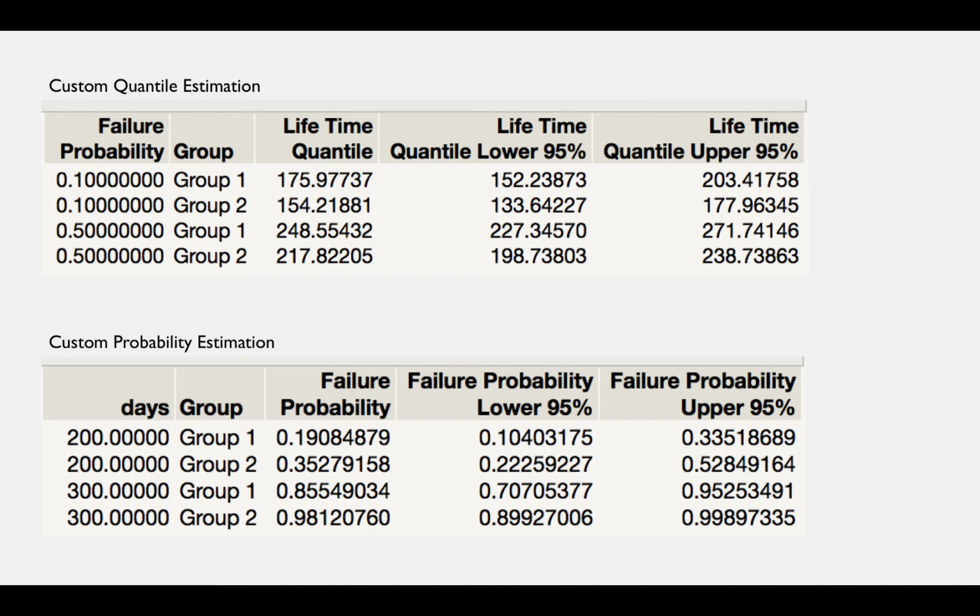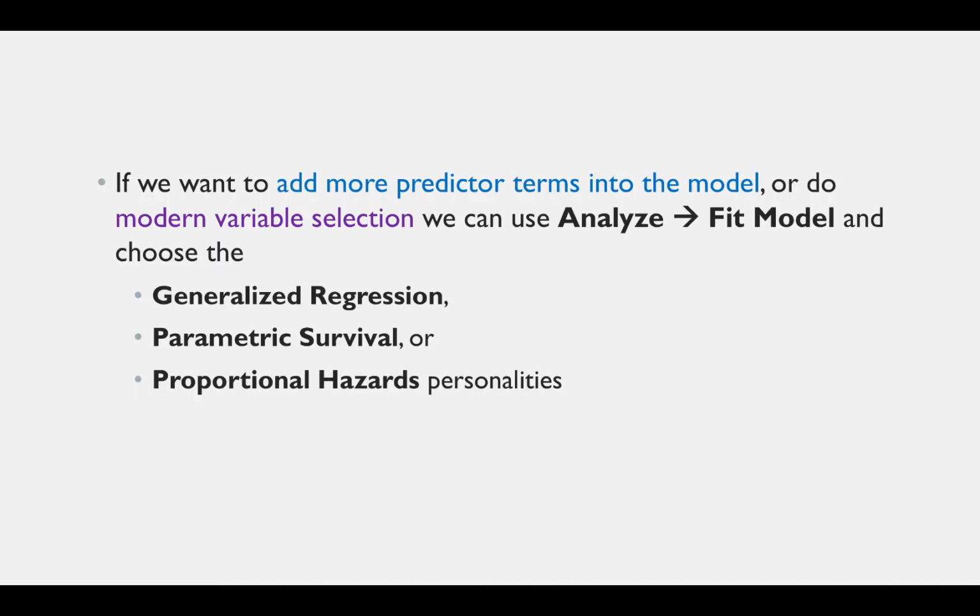It can do the same thing with probability estimation. So at 200 days, what probability, what percent of the rats have died by 200 days for group 1? That's about 20%. At 200 days, what percent of the rats have died in group 2? That's about 35%. How about at 300 days? For group 1, that's about 86%, and for group 2, that's about 98%. So any of these kind of things that I want to do with a survival analysis are available specifically in the fit life by X.